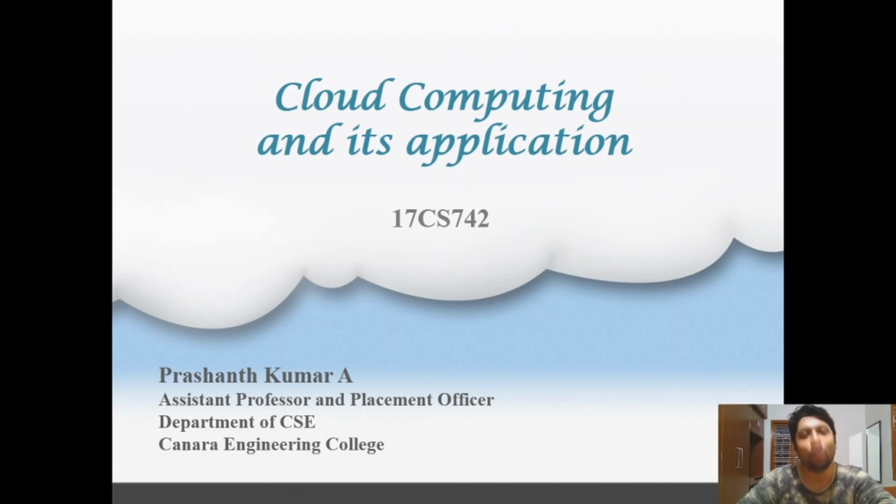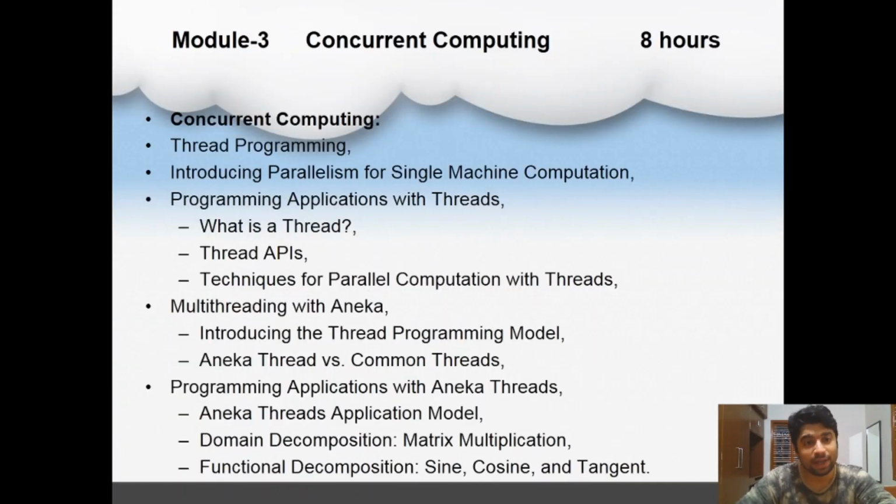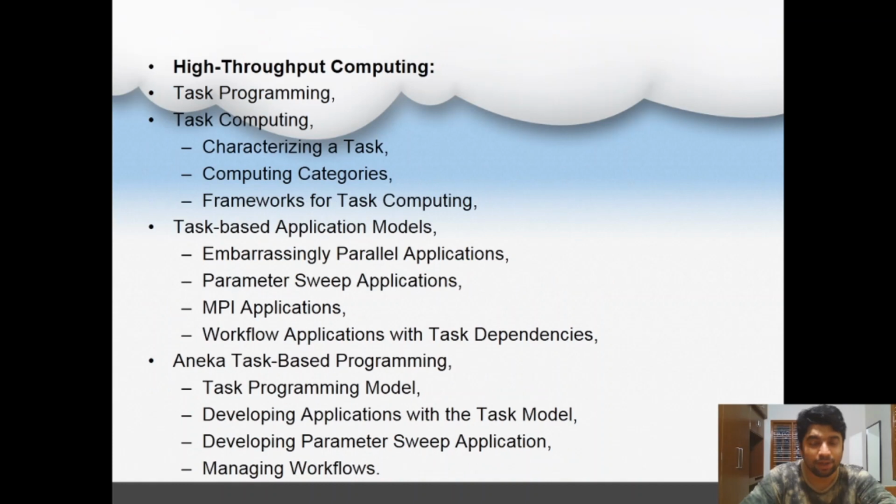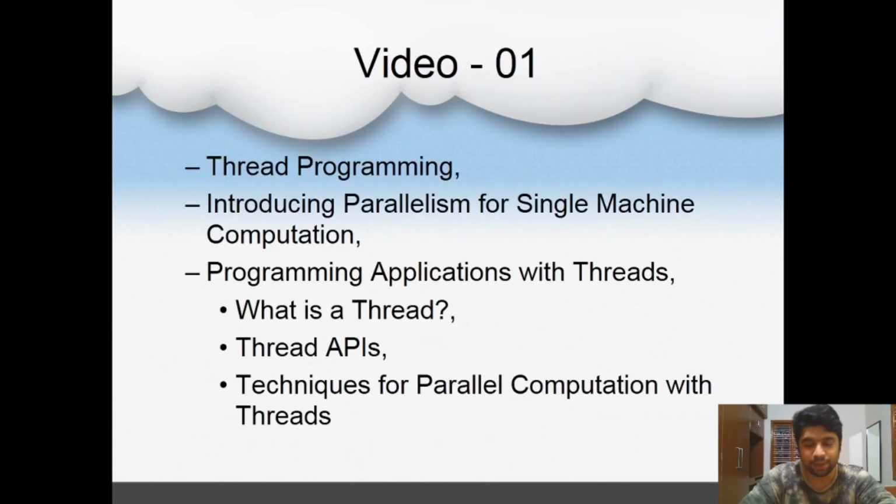Today we are going to study Module 3 of Cloud Computing and its application. The subject code is 17CS742. Coming to Module 3, there are two chapters. The first one is Concurrent Computing. The second one is High Throughput Computing.